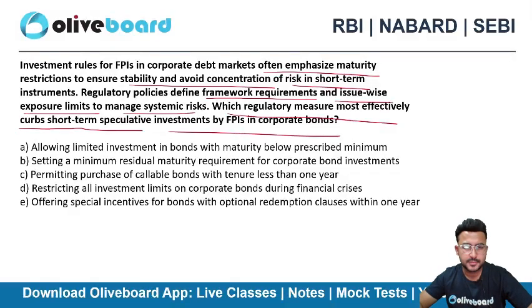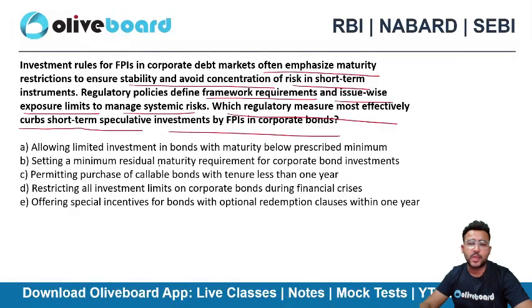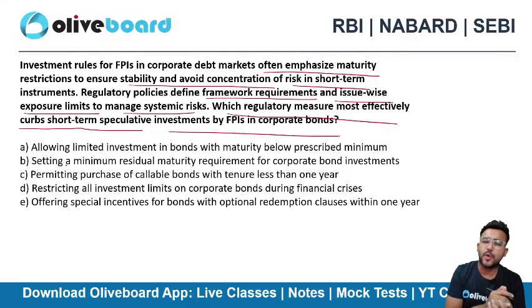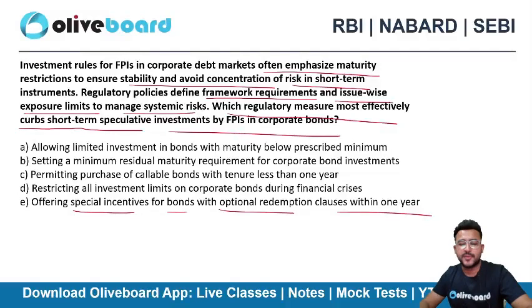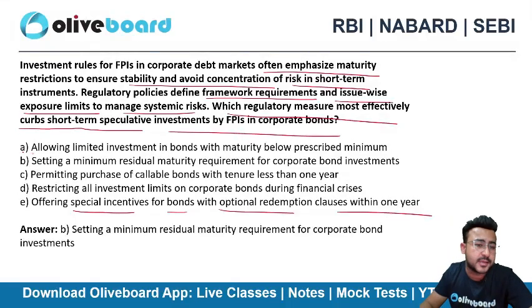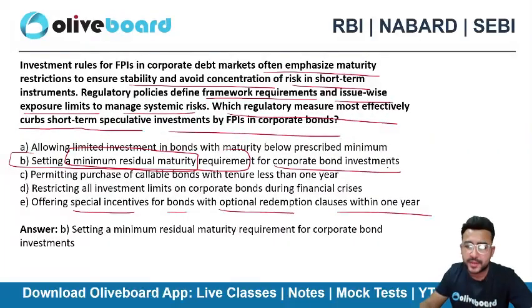What should be the correct answer here? Option A, allowing limited investment in bonds with maturity below the prescribed minimum. Option B, setting a minimum residual maturity requirement for corporate bond investment. Option C, permitting the purchase of callable bonds with tenure less than 1 year. Option D, restricting all investment limits on corporate bonds during a financial crisis. And option E, offering special incentives for bonds with optional redemption clause within 1 year. Option B is correct here, setting a minimum residual maturity requirement for corporate bond investments, and that's what the circular was all about.